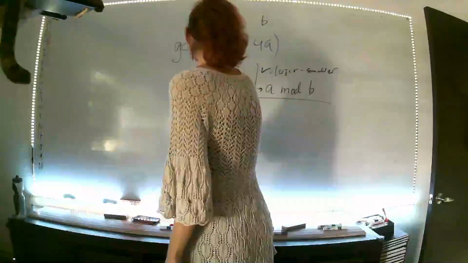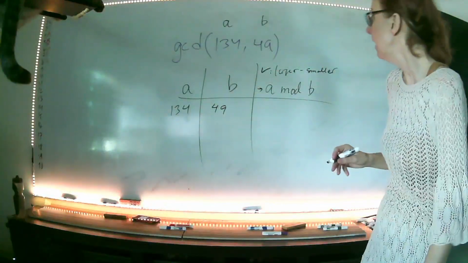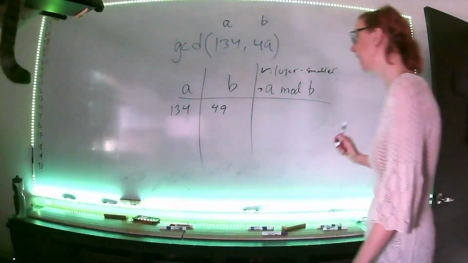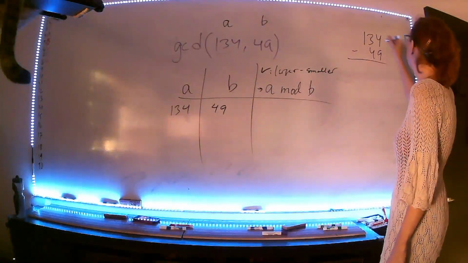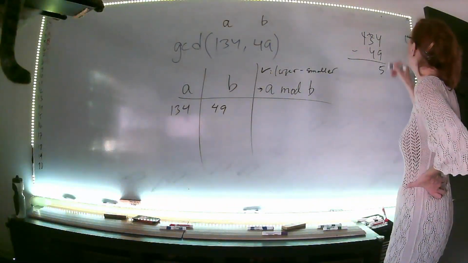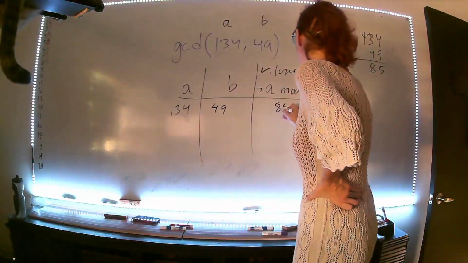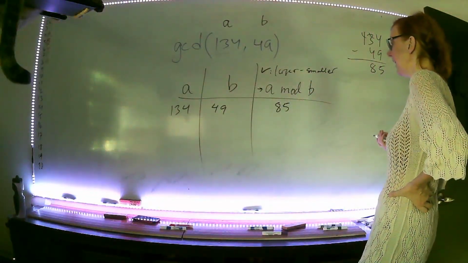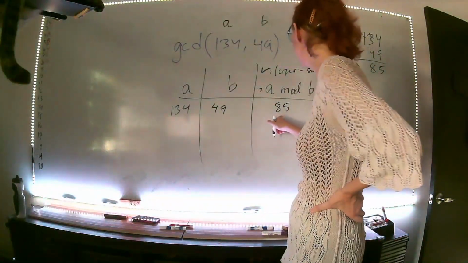So I have 134 and a 49. We're going to take the 49 away from the 134. 134, I have a 49. Okay, from 14, I'm taking a 9. I keep a 5. Then from 12, I'm taking a 4. It looks like an 85. So I put an 85 here. So now I am going to take the 49 away from the 85.